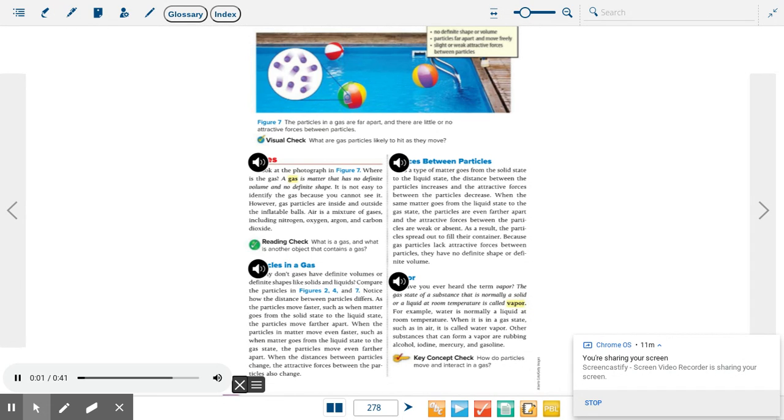Particles in a gas. Why don't gases have definite volumes or definite shapes like solids and liquids? Compare the particles in Figures 2, 4, and 7. Notice how the distance between particles differs. As the particles move faster, such as when matter goes from the solid state to the liquid state, the particles move farther apart. When the particles in matter move even faster, such as when matter goes from the liquid state to the gas state, the particles move even farther apart. When the distances between particles change, the attractive forces between the particles also change.